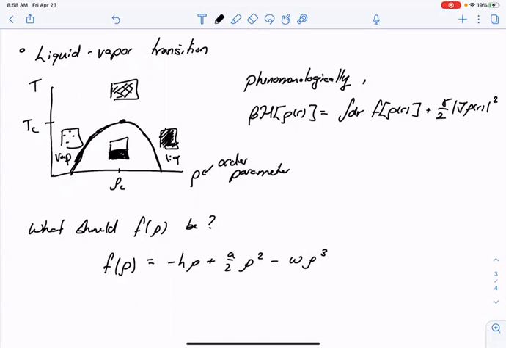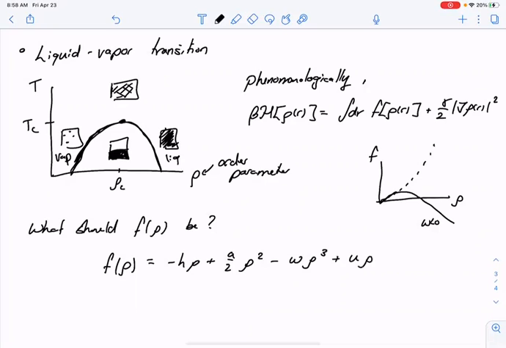Third order is also not sufficient. If I was to look at a cubic polynomial, as rho gets really big, if W is negative, that free energy would diverge off to plus infinite rho. That's not very physical. If W was positive, that would be a monotonically increasing free energy. There'd be no ability to have a second stable state.